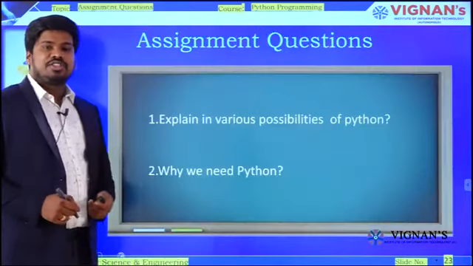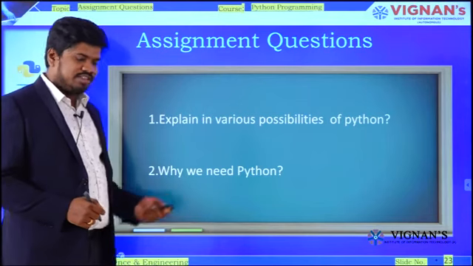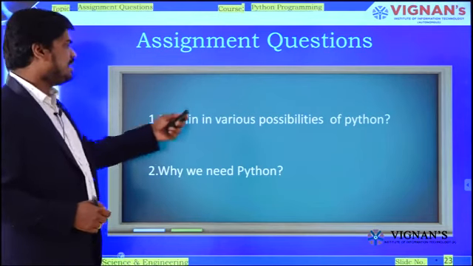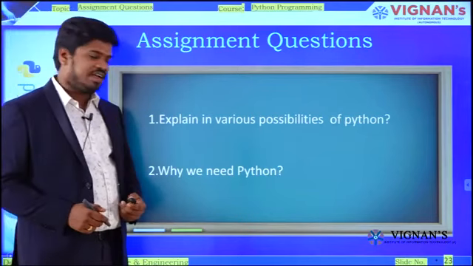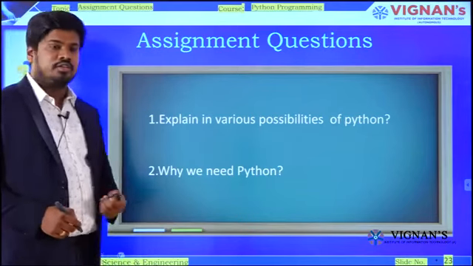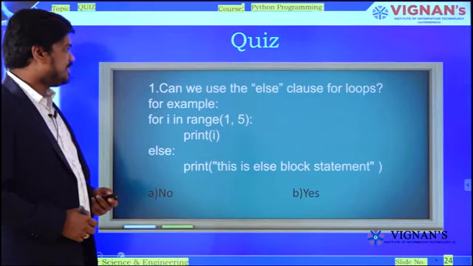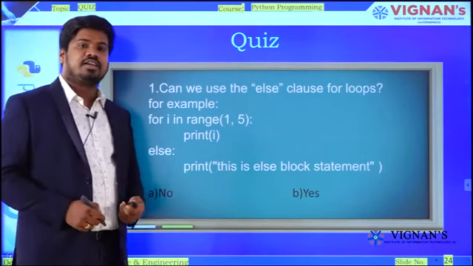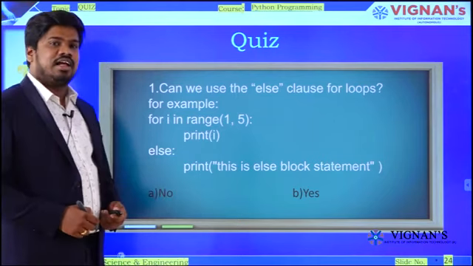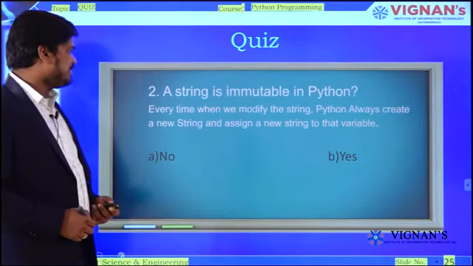These are the assignment questions, students. I want you to note down these assignment questions. First of all, explain various possibilities of Python. The second question is why we need Python. Note it down. And coming to the second one, this is your quiz. Make sure you note down this quiz. And in my next lecture, I'll explain the answer. And this is my second quiz.